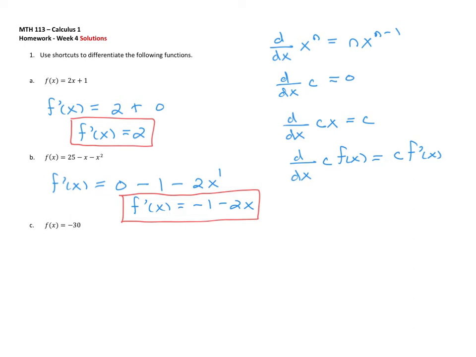For part C, here we're taking the derivative of negative 30. Negative 30 is just a constant, so the derivative is equal to 0.